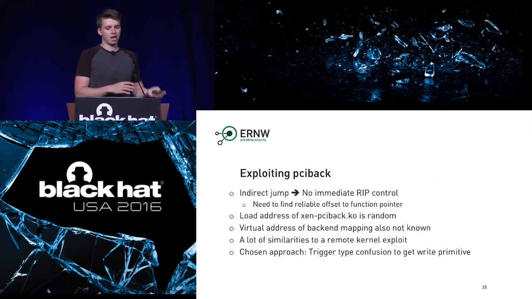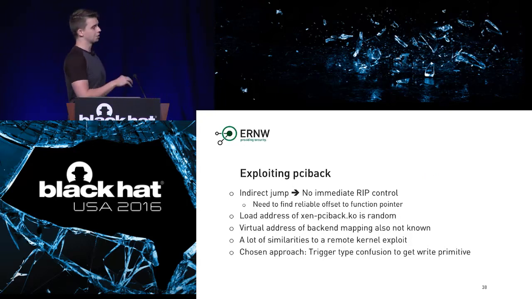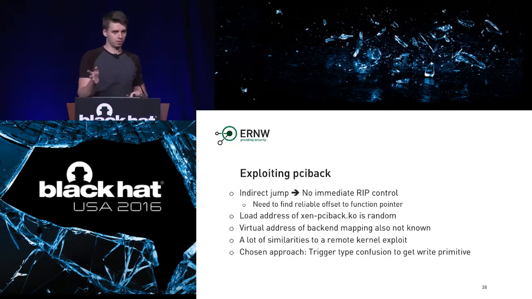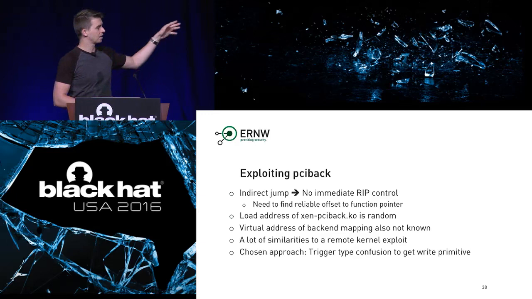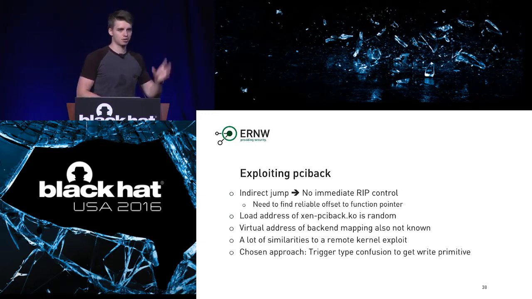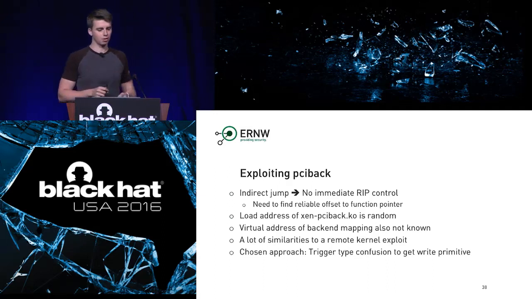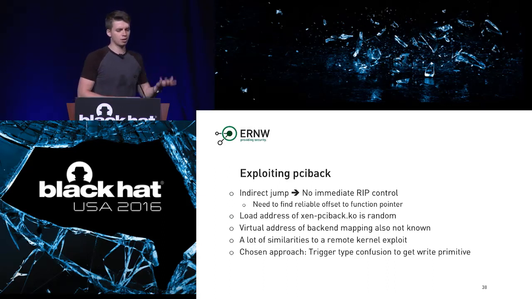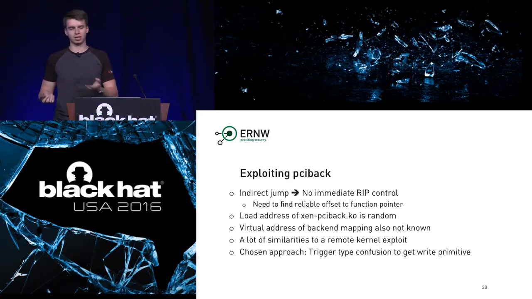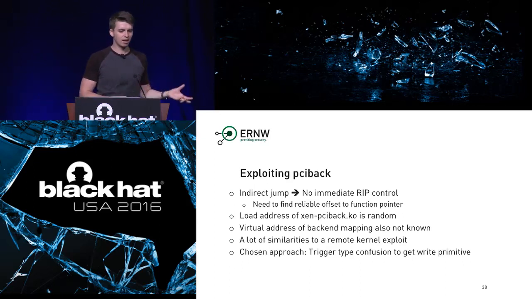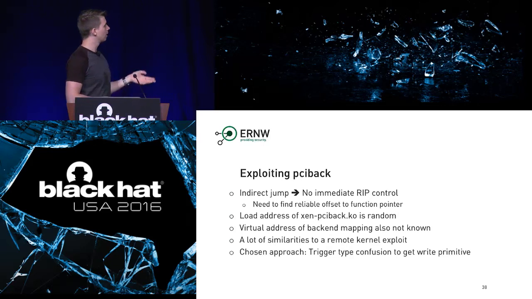So it turns out you have an indirect jump. So you don't have immediate instruction pointer control, and you need to find a reliable offset to a function pointer. So you don't directly control the instruction pointer. Instead, you need to find a function pointer that's interesting to you. The problem is normally Xenpwn back is a kernel module, so the load address will be random, so you can't point to arbitrary addresses in the kernel. You also don't know the virtual address of your backend mapping, so that's also random. So it's kind of similar to a remote kernel exploit.